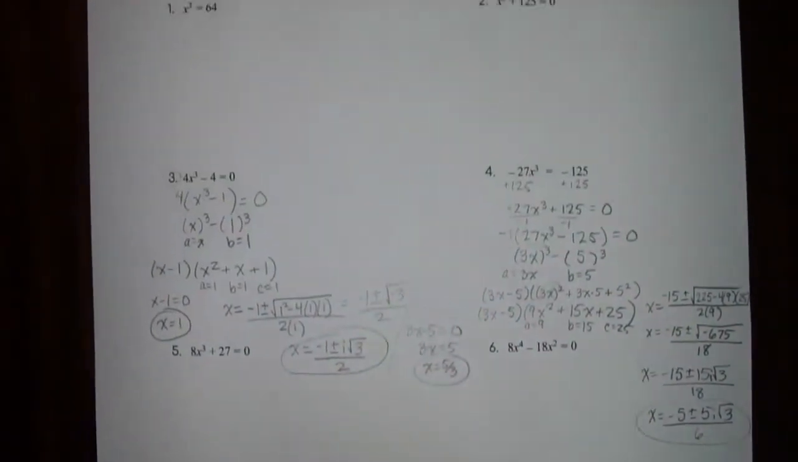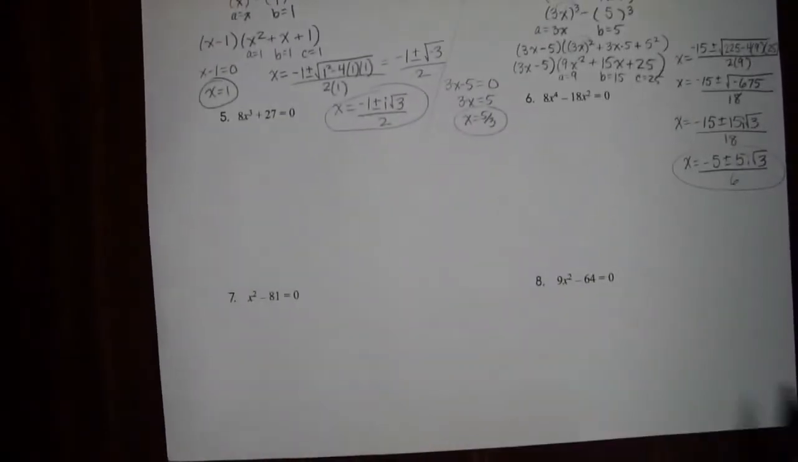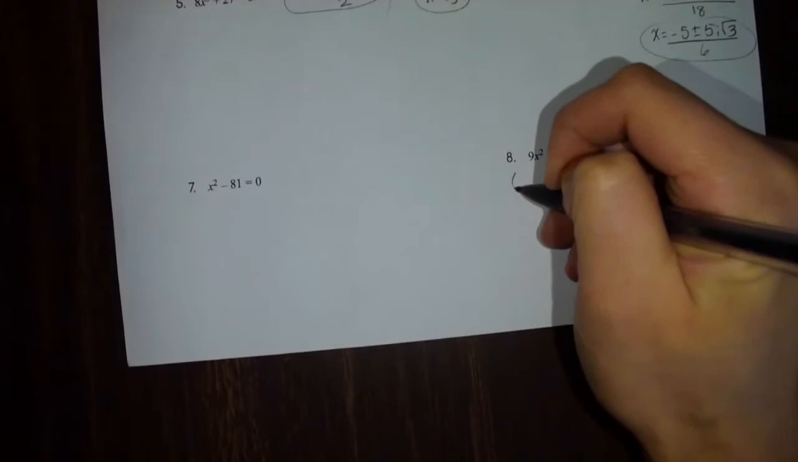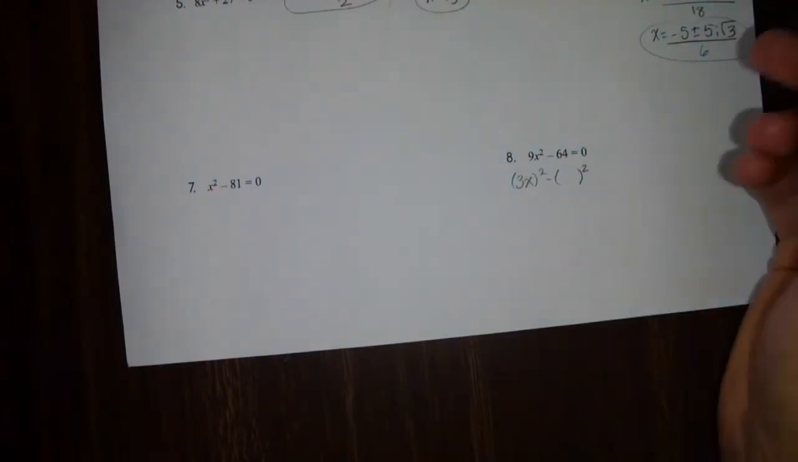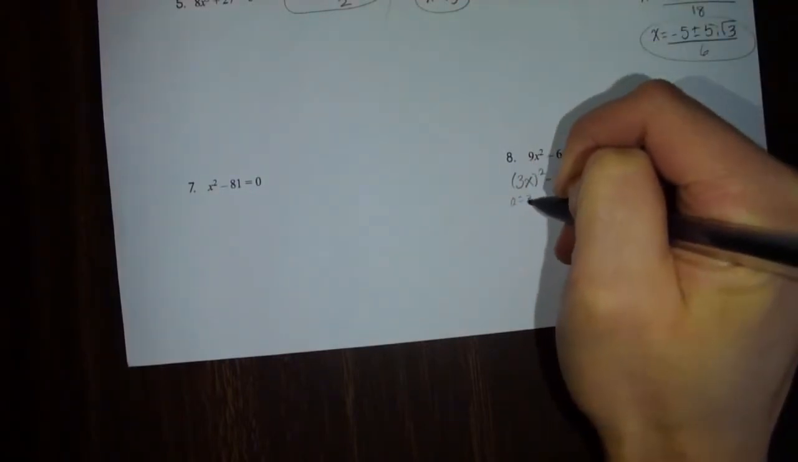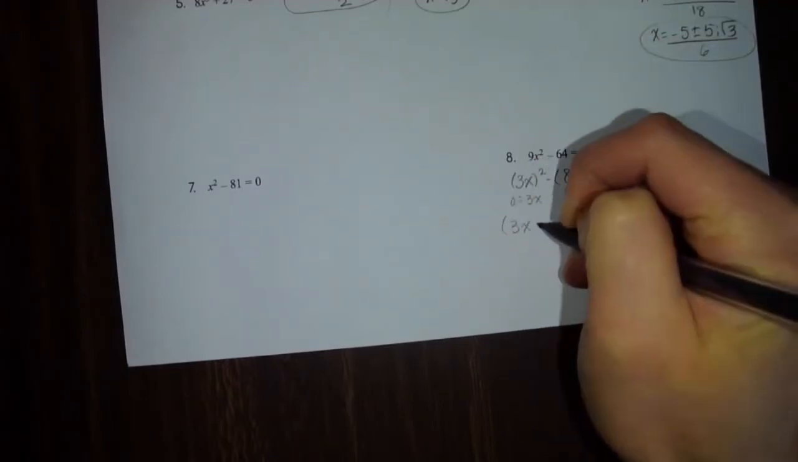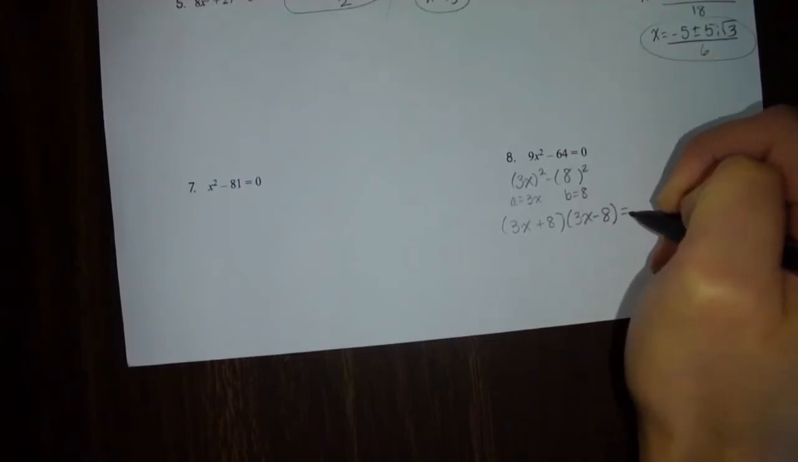So let's take a look at our other formula here, difference of squares. When you have a perfect square minus a perfect square, we can factor it out. So similar way, you're thinking what squared equals 9x squared. So 3 squared is equal to 9, and we would also have x. What squared equals 64? Well, 8. So our a would be 3x, and our b would be 8. So this can factor out to be 3x plus 8 and 3x minus 8.